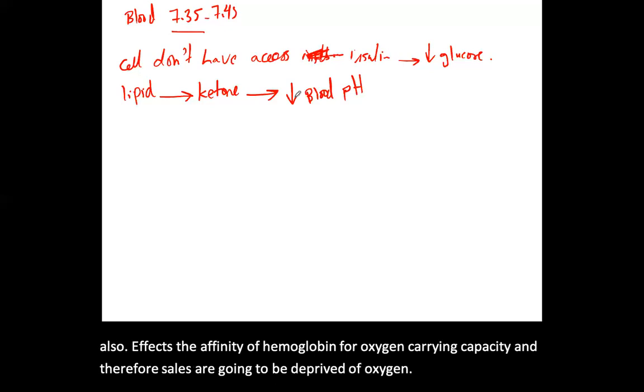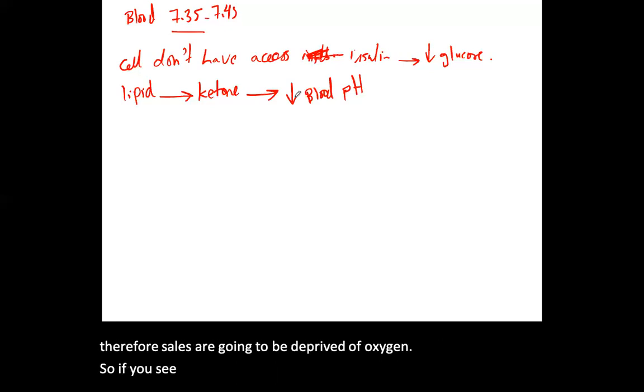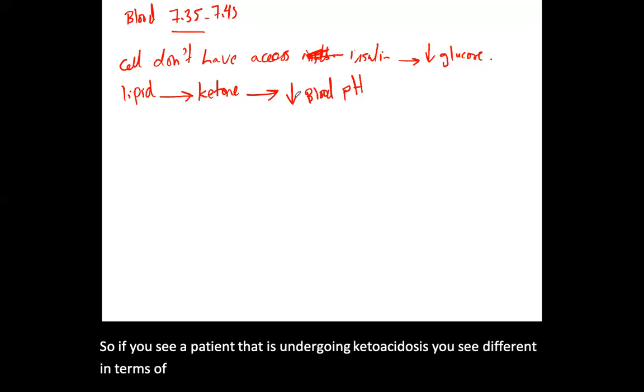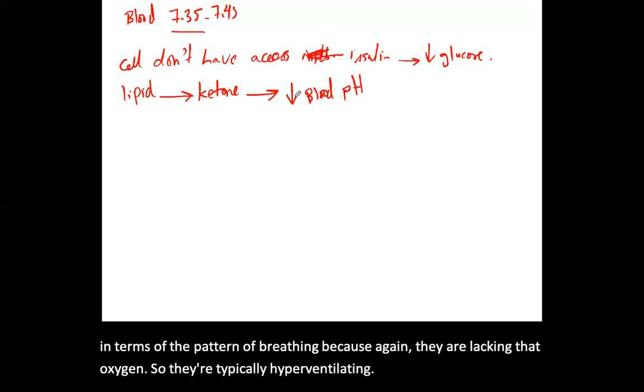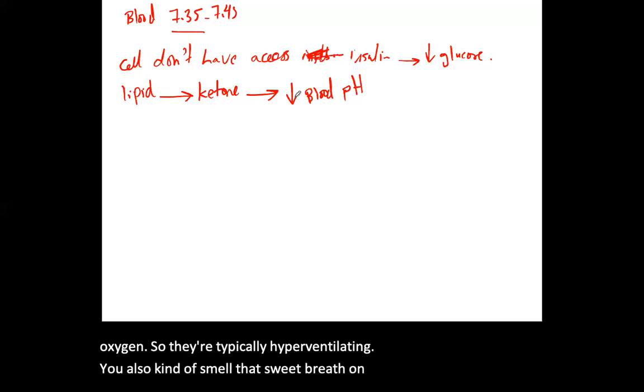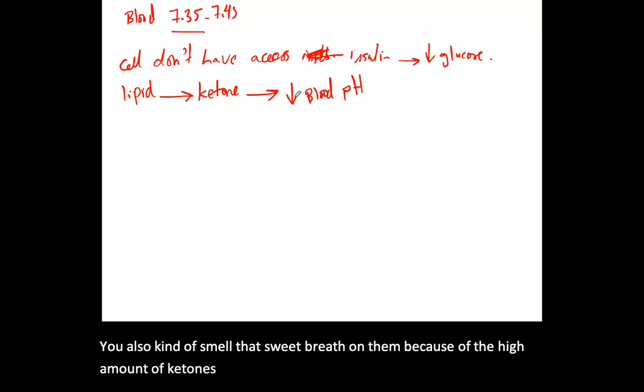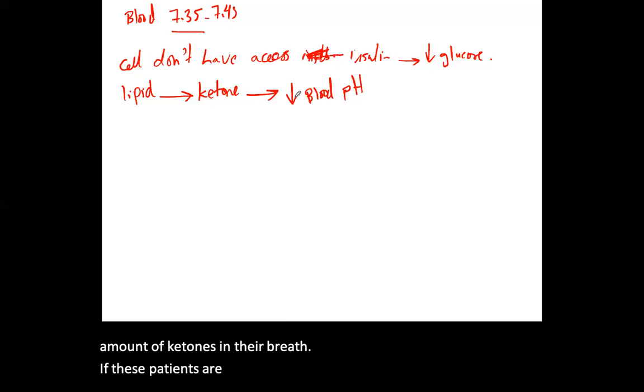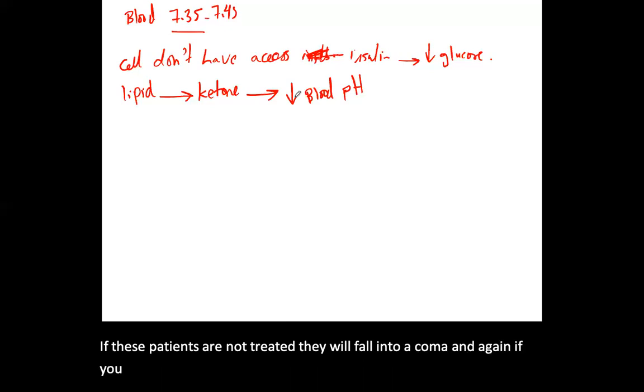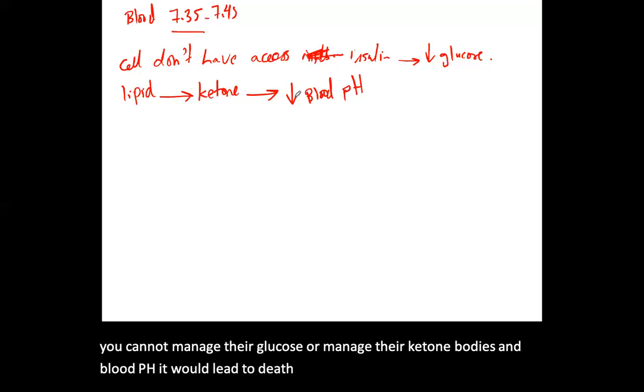So if you see a patient that is undergoing ketoacidosis, you see a difference in terms of the pattern of breathing, because again, they are lacking that oxygen, so they're typically hyperventilating. You also smell that sweet breath on them because of the high amount of ketones in their breath. If these patients are not treated, they will fall into a coma. And again, if you cannot manage their glucose or manage their ketone bodies and blood pH, it would lead to death for those individuals, unfortunately.